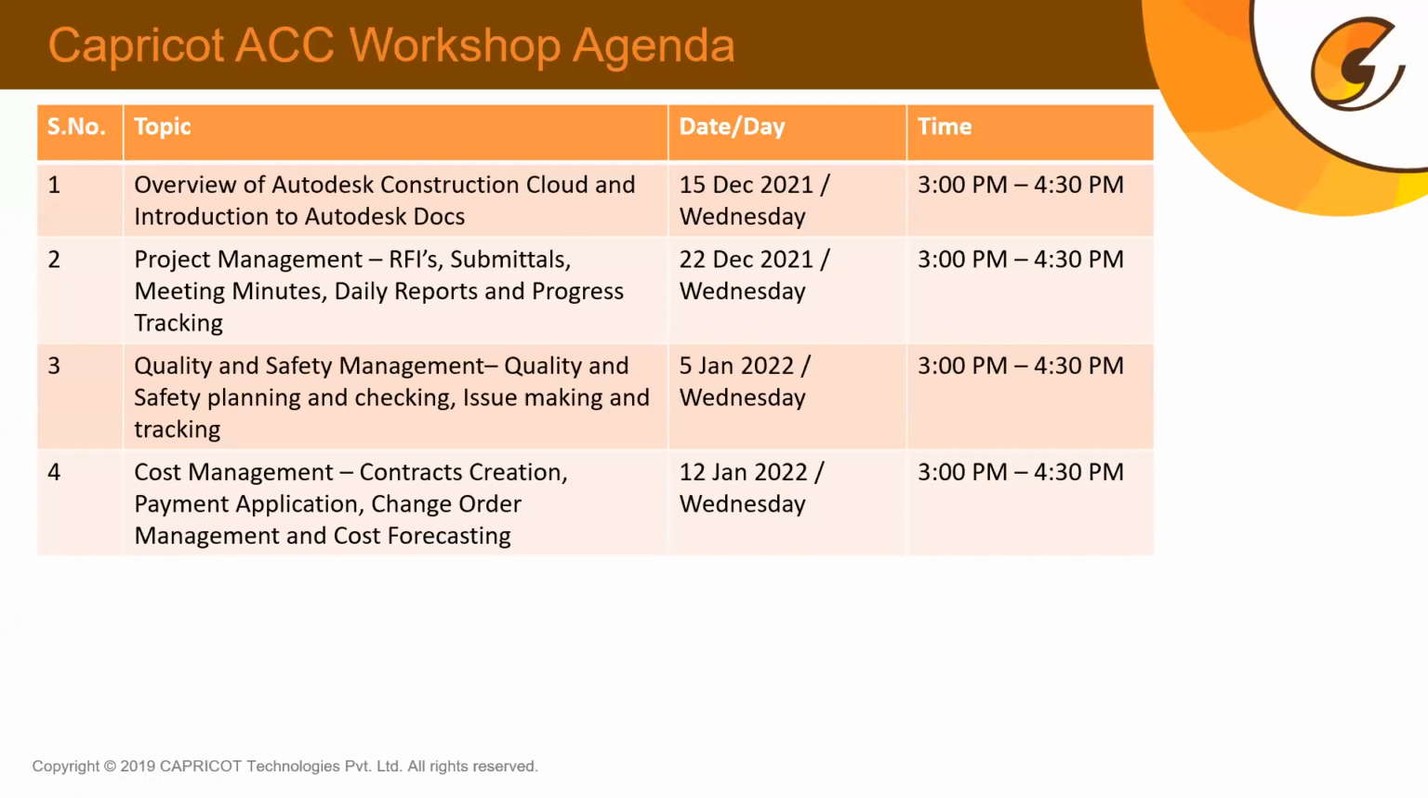This is the first workshop of a four-part series, after which every Wednesday the consecutive sessions will happen, in which we'll cover Autodesk Build's project management. That includes request for information, also known as RFI, submittals, how you log your minutes of meetings and keep track of all the agendas, how you create daily reports at site and share those details with your team members and project managers, and how you do progress tracking. At the construction stage, there is a lot of progress in the project that we need to manage. So how do we do that?